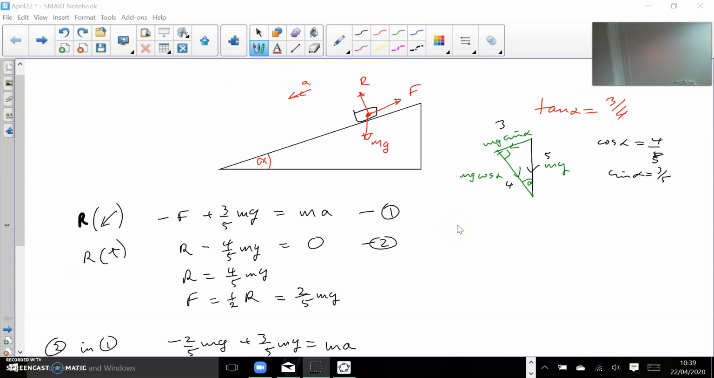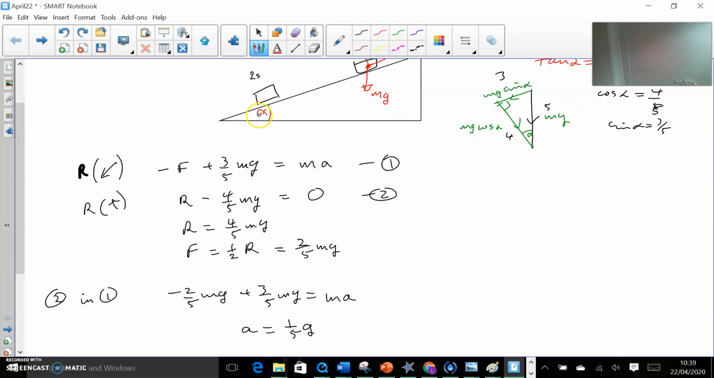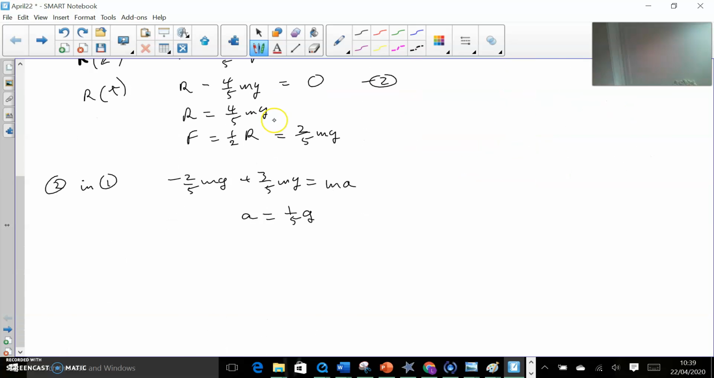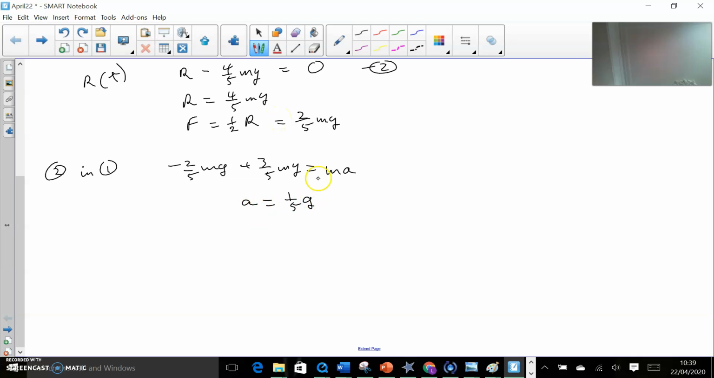The next part is to find the distance the particle travels in 2 seconds. So it's going to move in 2 seconds from there to there. How far does it go? Well, now we notice that acceleration is constant. So part B involves using the equations for constant acceleration.